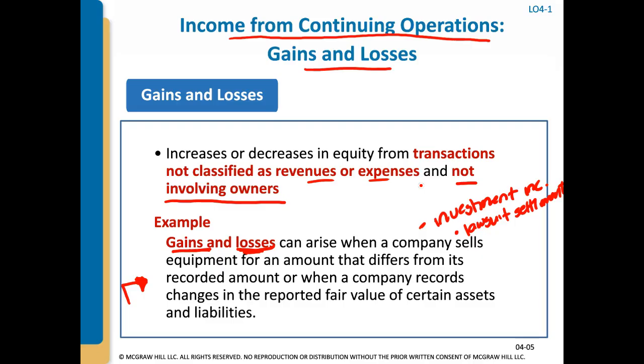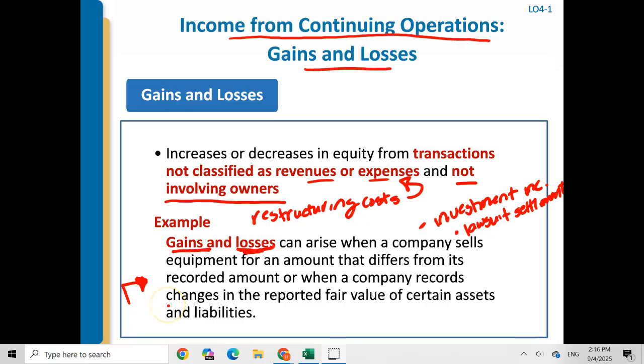I do want to note that restructuring costs are not losses. Restructuring costs are actually considered expenses and reported as part of your continuing operating expenses versus your non-operating expenses. The restructuring costs are expenses because they represent outflows of resources in the course of your normal business operations.